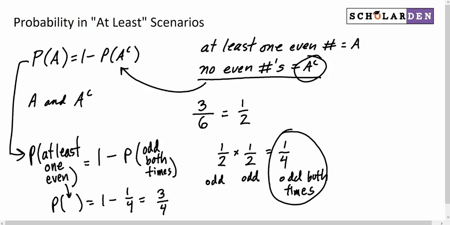So that's a very helpful thing to keep in mind. When you see the words at least in a probability question, that should be a red flag for you to think, complementary events, maybe I can do it that way, using this formula.